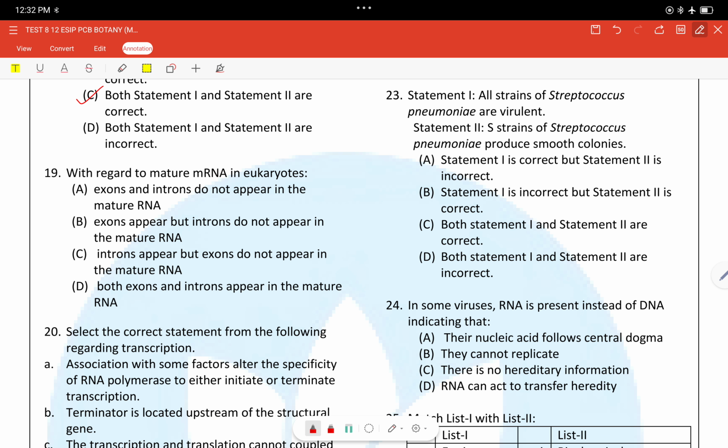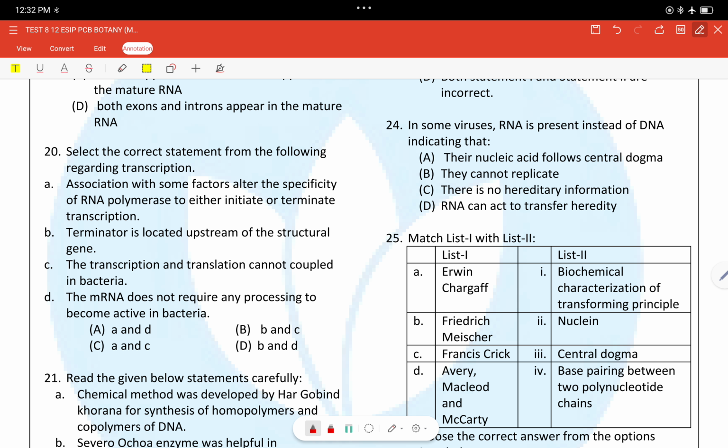With regard to mature RNA in eukaryotes, if we consider mature RNA, that means the final RNA which is formed after splicing. So in immature RNA or hnRNA, we have two sequences, exons and introns. Exons are expressed or coding sequences, introns are intervening sequences. So in mature RNA, introns are removed by the process of splicing and only exons appear. Exons appear but introns do not appear in the mature RNA. That is correct. Next, select the correct statement from the following regarding transcription.